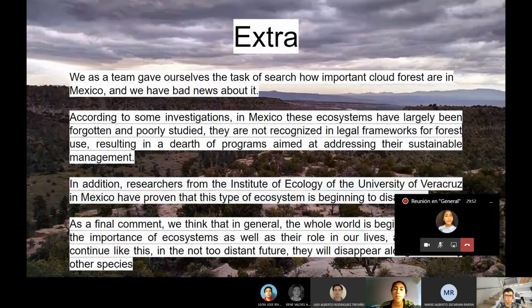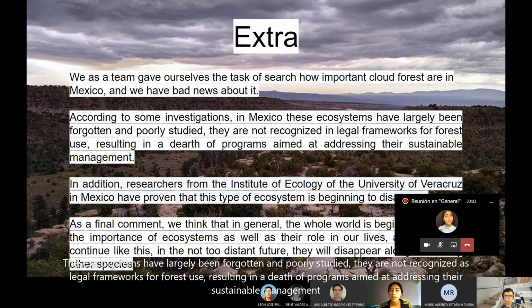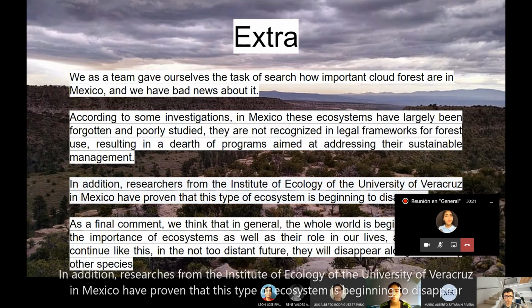We as a team gave ourselves the task of searching how important cloud forests are in Mexico, and we have very bad news about it. According to some investigations in Mexico, these ecosystems have largely been forgotten and poorly studied. They are not recognized in legal frameworks for forest use, resulting in a dearth of programs aimed at addressing their sustainable management.